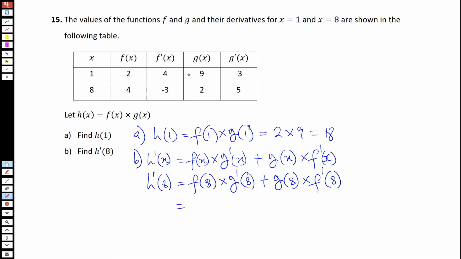So f of 8 is 4. The gradient of g at 8 is 5. g of 8 is 2. The gradient of f at 8 is negative 3. So this will be equal to 20 minus 6, which is just 14. And that's it.